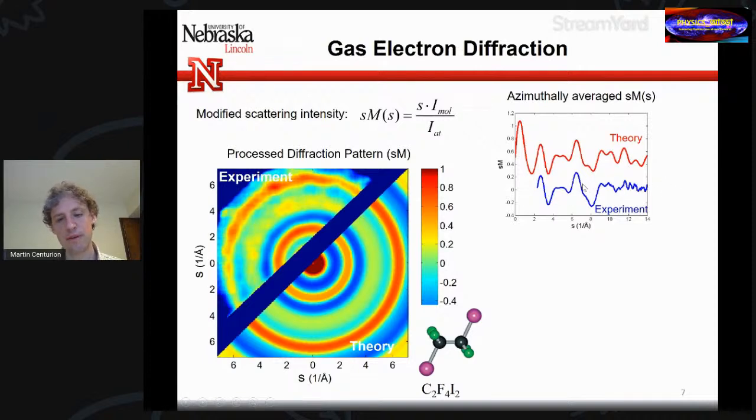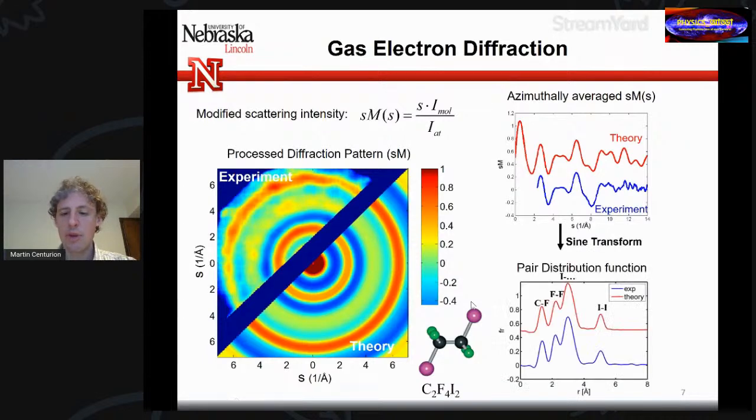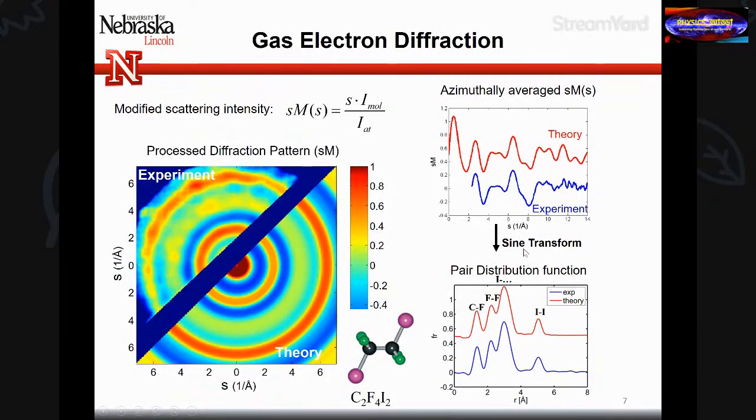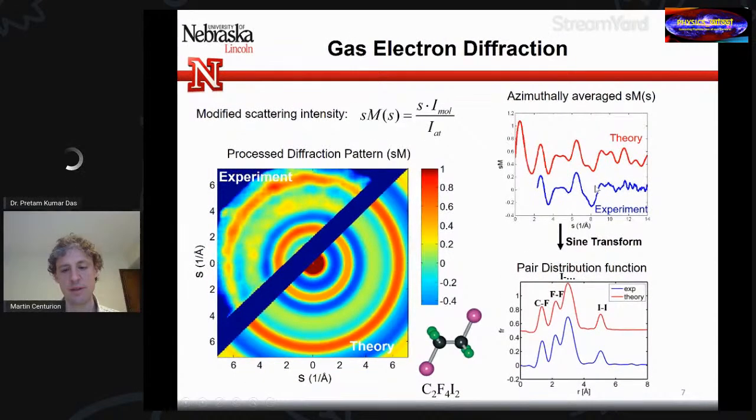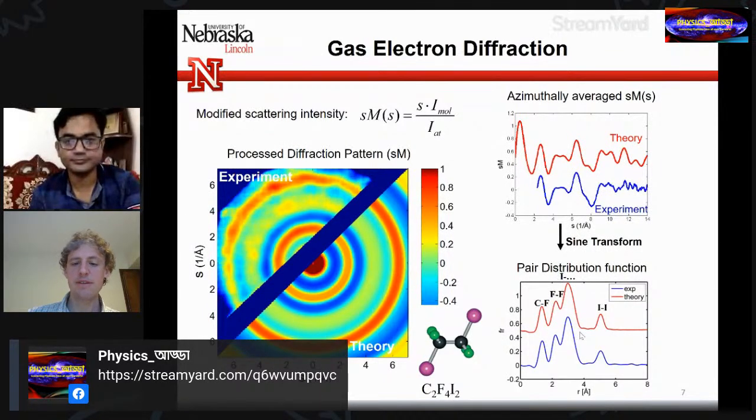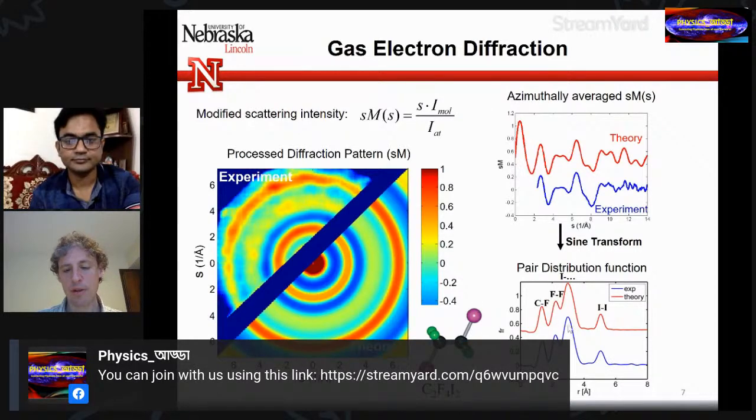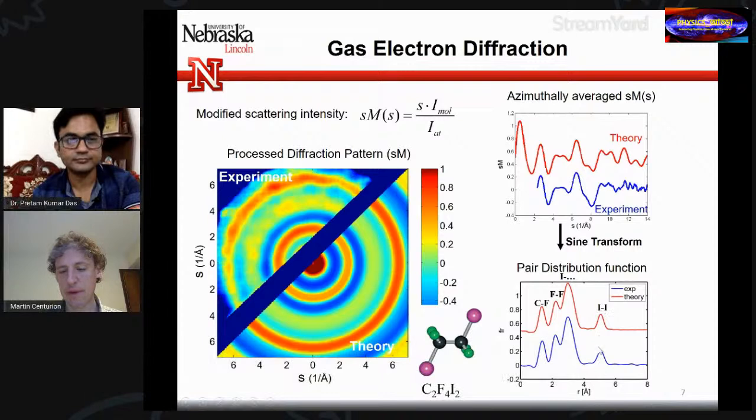And again, this curve is a sum of sinusoidal patterns, one sinusoidal pattern from each pair of atoms. For example, the two carbon, iodine, all of them have an interference. So we can retrieve the distances, which we call the pair distribution function, by doing a sine transform or a Fourier transform of this signal here. Now the pair distribution function will have a peak corresponding to the distance between each pair of atoms. For example, at 5 angstrom, we have one peak, which corresponds to the distance between the 2 iodine atoms.